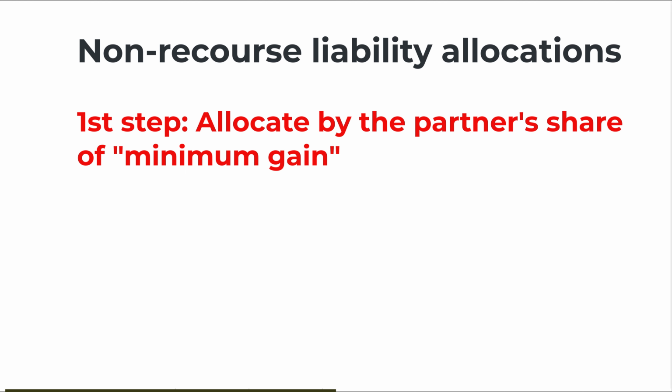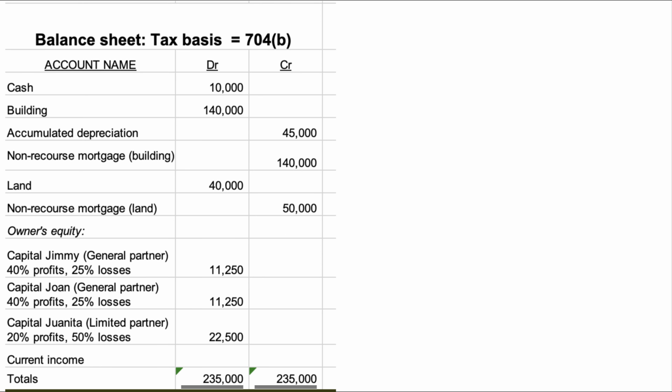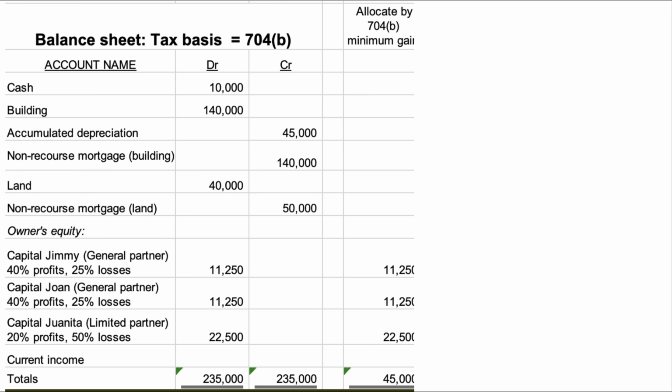First, allocate non-recourse liabilities to each partner based on the partner's share of 704B minimum gain. As you can see, $45,000 of non-recourse debt is allocated within this layer, $11,250 each to the general partners and $22,500 to the limited partner.